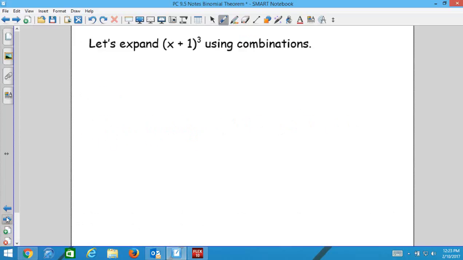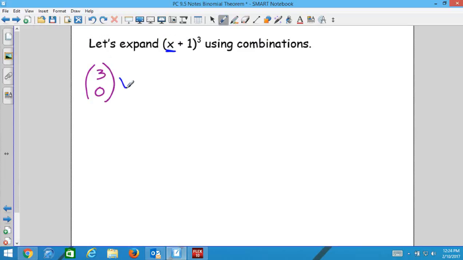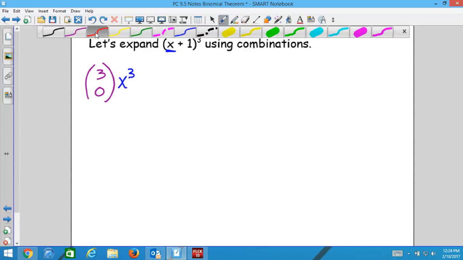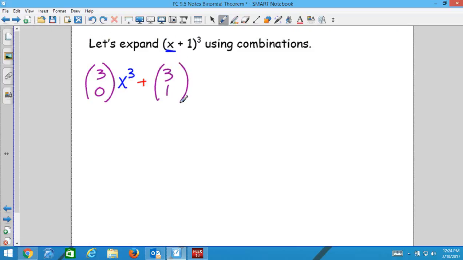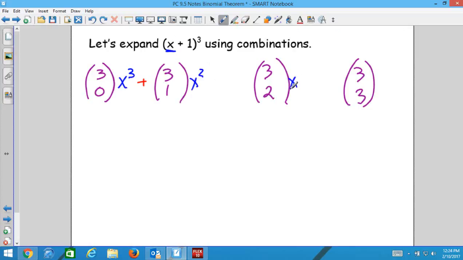So how do we expand this using combinations? You're first going to write, what's the exponent? 3 over 0. Then you're going to do the thing that we were just doing, where you do your first term from the binomial, x to the third, and then 1 to nothing. Then we do 3 choose 1. We'll have 3 choose 2, and we'll have 3 choose 3. So this is instead of doing Pascal's triangle. It's the exact same information. So this is going to be x squared, x, and then no x's.